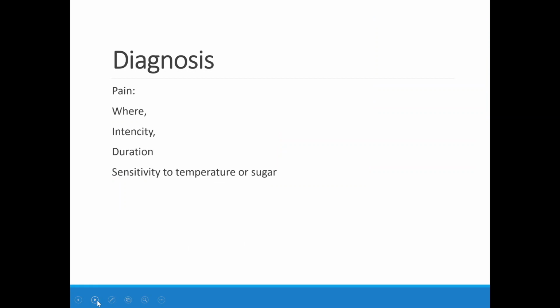So if we ask about pain, of course, it's very important for us to know where it occurs, the intensity, and whether the duration is short or long. Does it happen in single cases, or maybe once in 6 months, and so on. Sensitivity to temperature or sugar, so thermal or chemical stimulus. And of course, when we speak about temperature stimulus, you should ask about cold and hot.